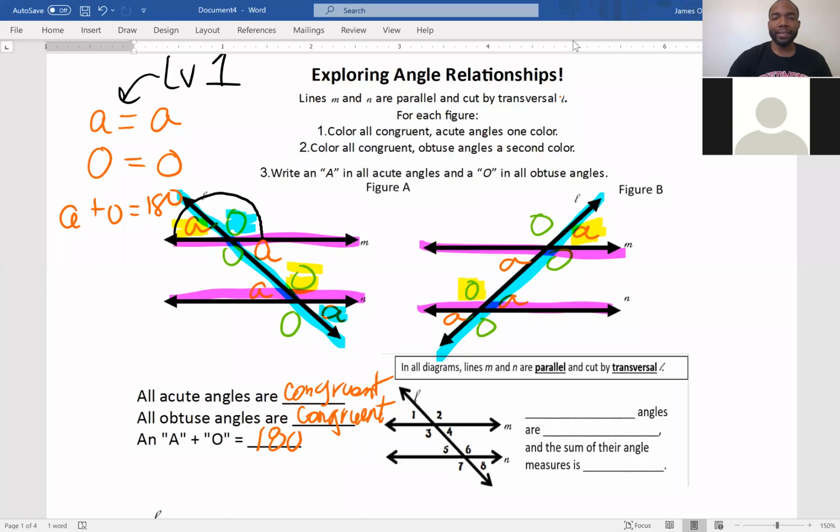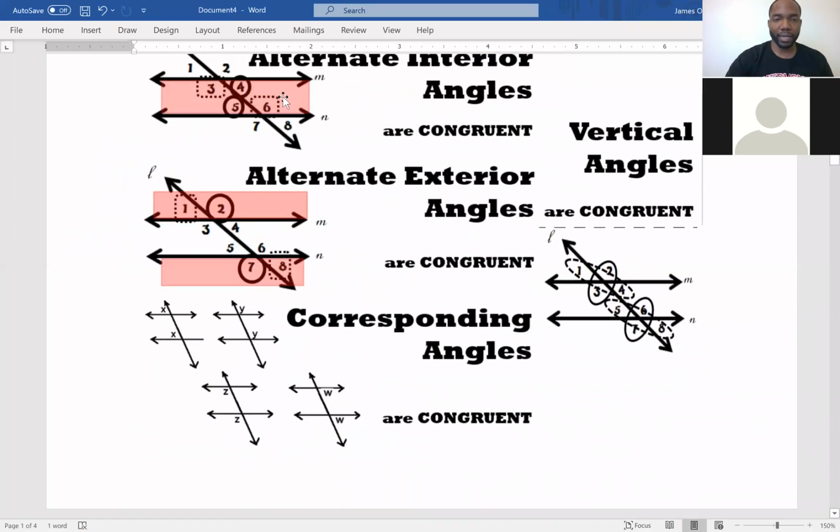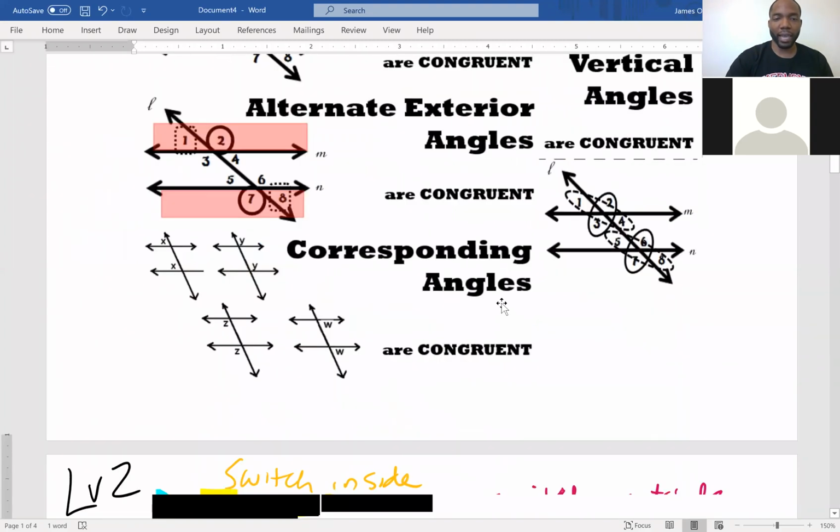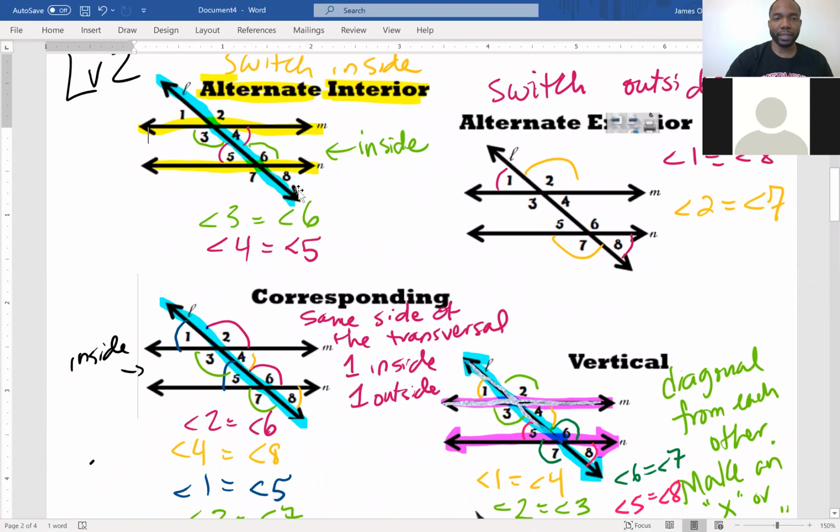Okay? And then at level 2 relationships, we're now giving those A's and O's a name. I skipped this because I wanted to work this out, but this is the same thing we just went over. If the A's are on the inside switching across the transversal, they are alternate interior angles. If the O's are inside switching across the transversal, they're alternate interior. If the A's are inside switching across the transversal, they're alternate interior.